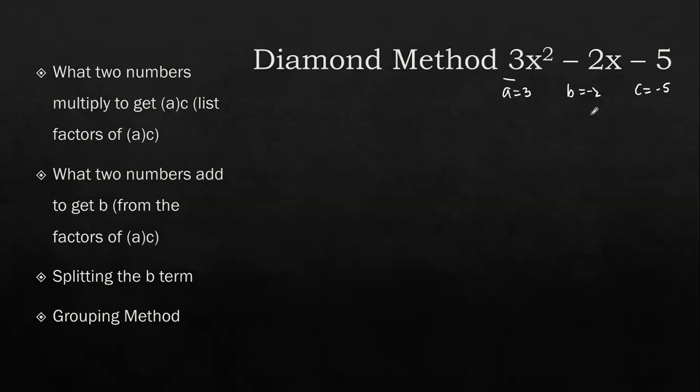So the AC splitting method says, I want the product of A and C. So product means multiplication. So A times C. So what is 3 times -5? -15. So I want the product of -15. And I want the sum of my B term, which is -2. Okay, so our product is A times C, and our sum is always the B term.